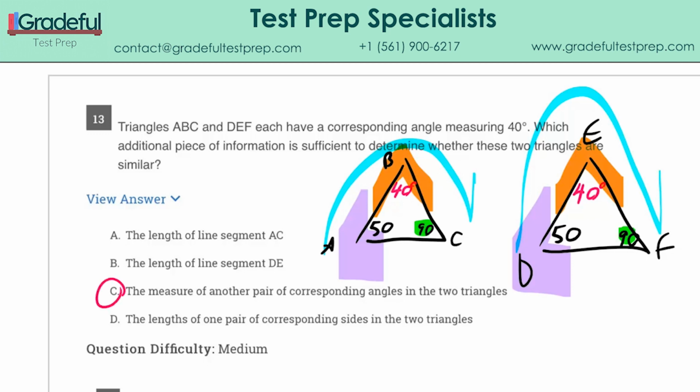To know if they're similar, all we need is the measure of another pair of corresponding angles in the two triangles. If they matched up, then we know that the triangles would be similar. If they didn't match up, then the triangles would not be similar. But in any case, the answer for 13 is C.